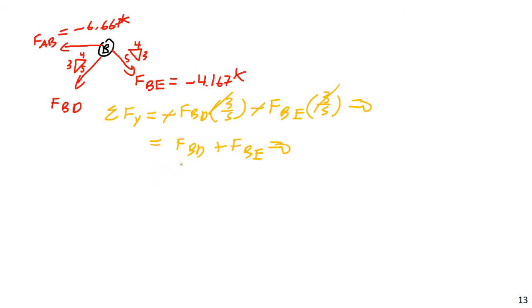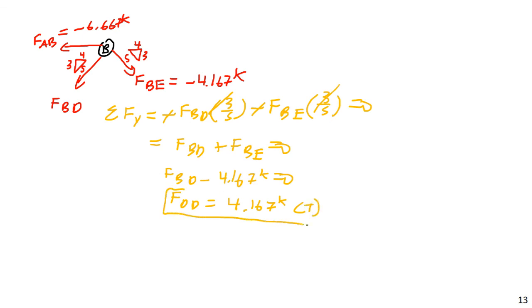I can then put in my known value, I know FBE. So FBD minus 4.167 kips is equal to 0, or FBD is equal to positive 4.167 kips, which is tension. FBD, that's a really bad D, it looks like DD. 4.167 kips, which is tension.